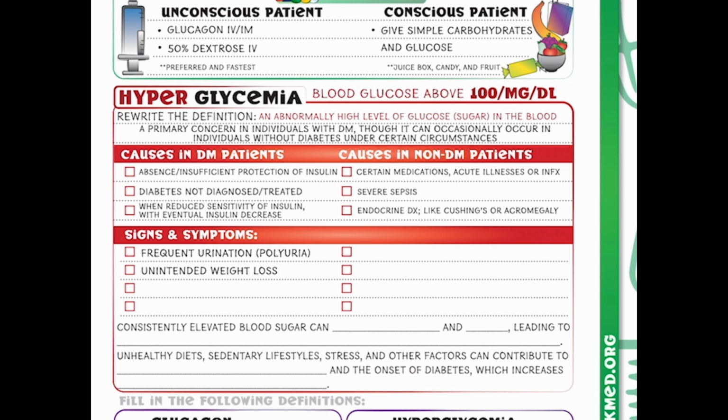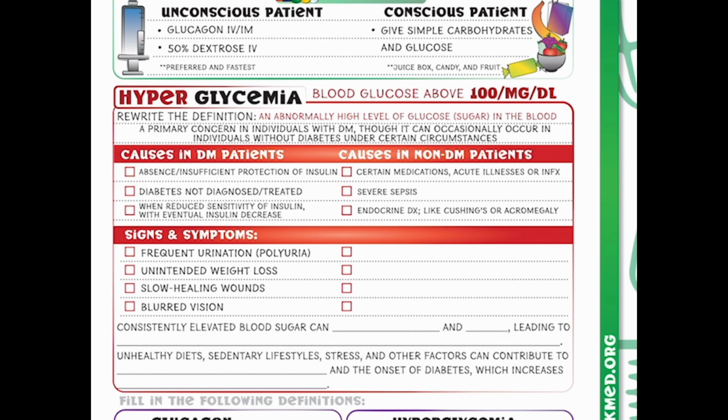We can also see unintended weight loss, and this means the body can't utilize this glucose for energy, so it starts to break down fat and muscle stores that can lead to this weight loss. We'll also see slow healing wounds because high blood sugar levels impair blood flow and damage nerves. So this can reduce our ability to reach areas in the need of healing.